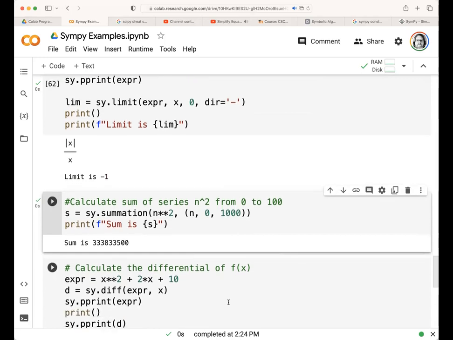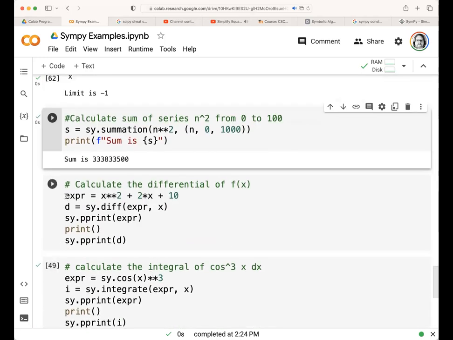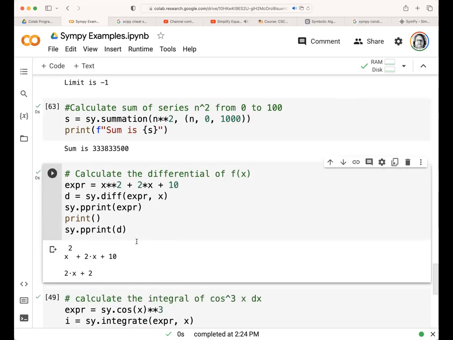We can do differentials in calculus 1. In this case, I have a simple expression, x squared plus 2x plus 10, and I want to do the differential with regard to x. This is pretty easy to do in your head. It should be 2x plus 2 as my answer. It's going to print out the expression again, and then print out the results.